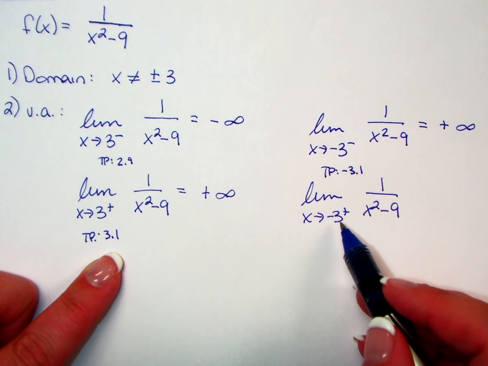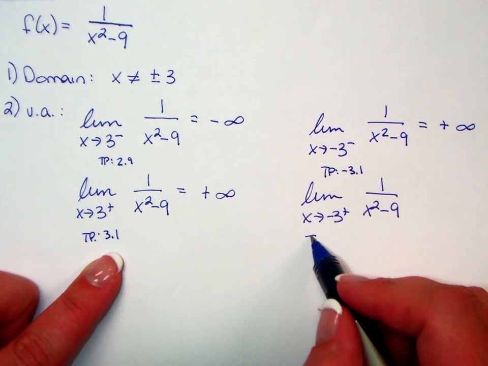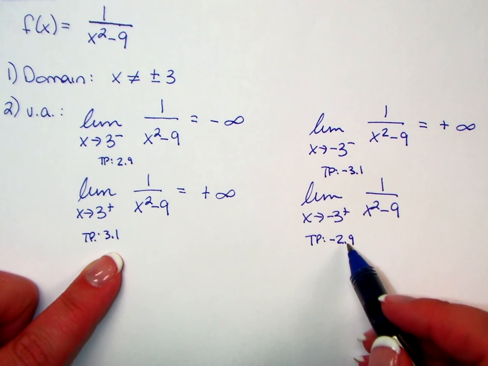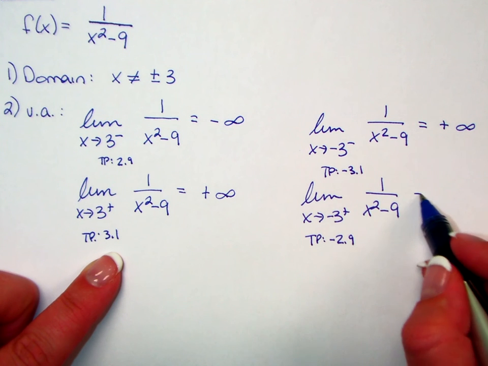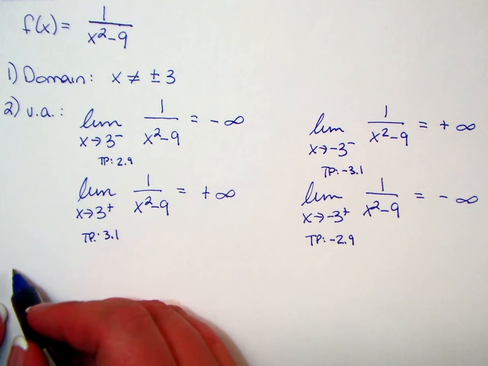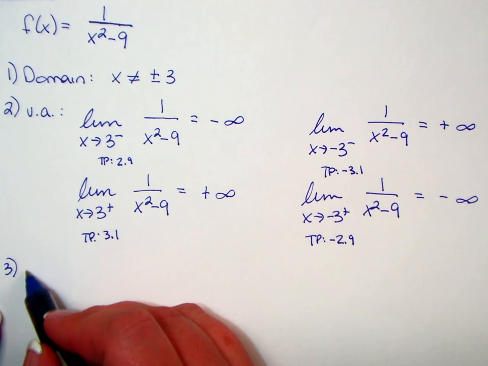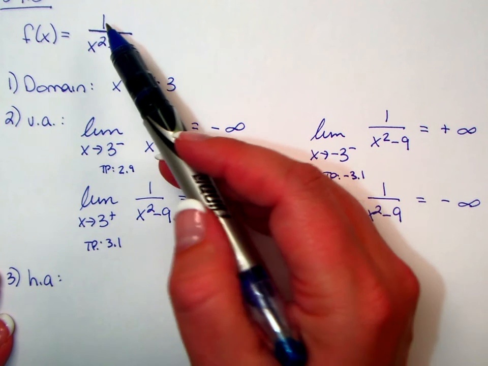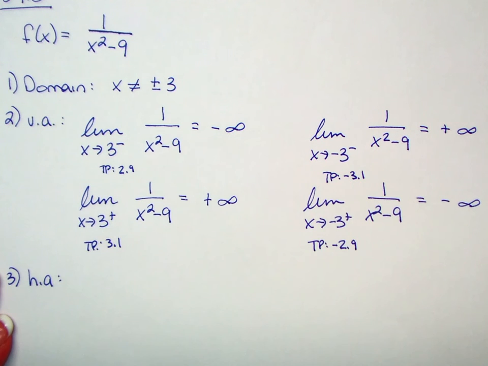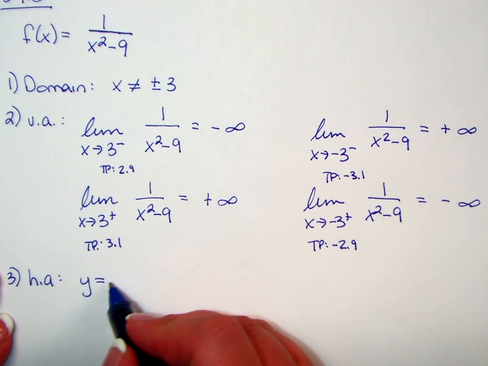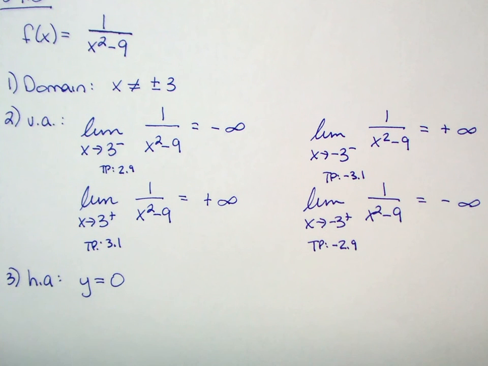And then if I pick a number on the positive side of negative 3, we're looking at negative 2.9. So when I square this, it's going to be less than 9. So the answer is going to be negative infinity. So I know what the behavior is near the asymptotes. So what about the horizontal asymptotes? The rule is, if the degree of the top is less than the degree of the bottom, the asymptote is at 0. So this one is going to have a horizontal asymptote at 0.